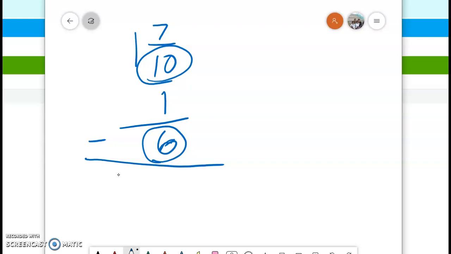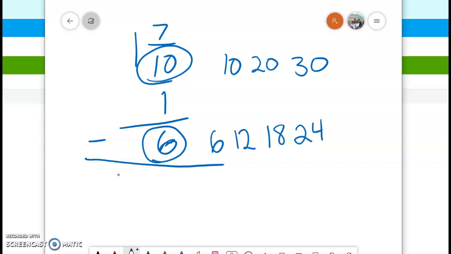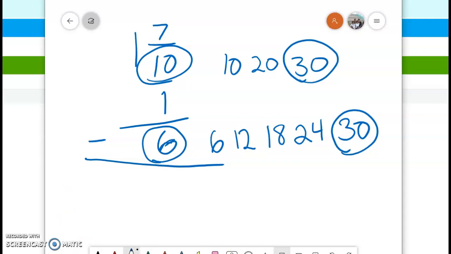So I'm going to count by tens. 10, 20, 30. I think 30 might be a multiple. And then let's try this. 6, 12, 18, 24, 30. Ding, ding, ding. I found my new common denominator. So that's what I'm going to rewrite.